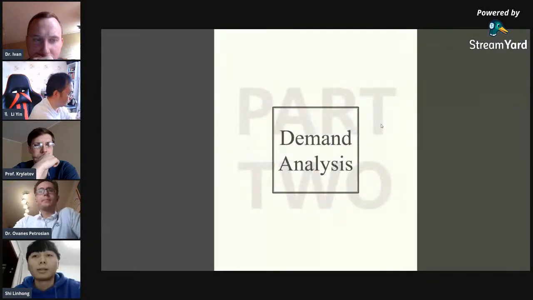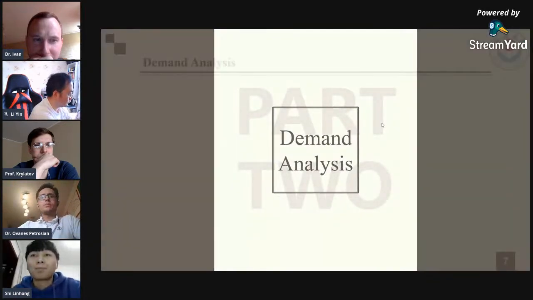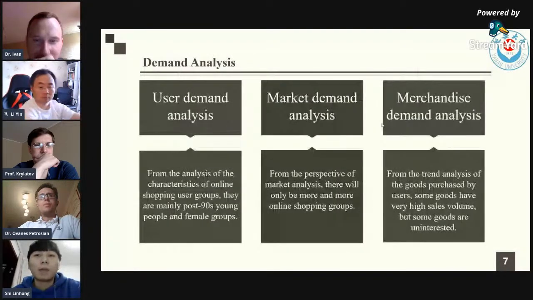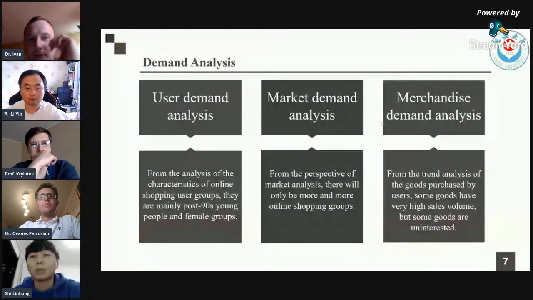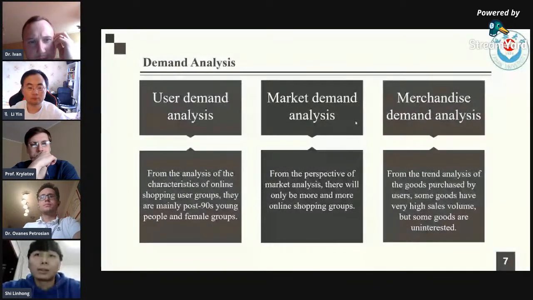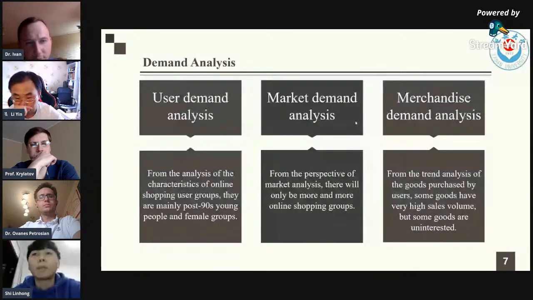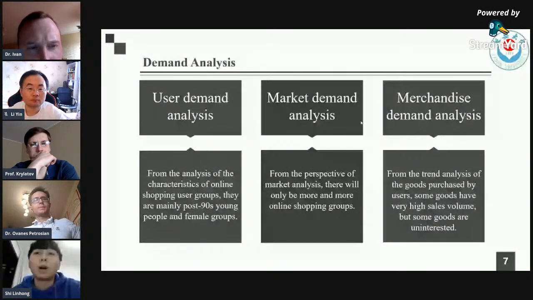The second part is the demand analysis. I analyze the needs of users, markets, and goods separately. Regarding the users, I found that most users of online shopping are post-90s young people or female groups. Because young people after the 90s are more receptive to new things, they are willing to use convenient shopping methods. The female group's reason is their own purchasing power and the desire to buy, so they also keep on online shopping.